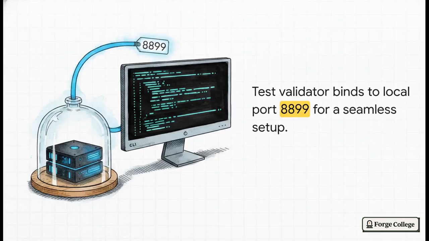And do you remember Step 5 from our setup script? Right, it automatically configured our CLI to target this specific local RPC endpoint, localhost port 8899. Because the test validator binds to that port by default, our environment is now completely, seamlessly wired up to talk to our local ledger. And you didn't have to do any extra manual configuration.